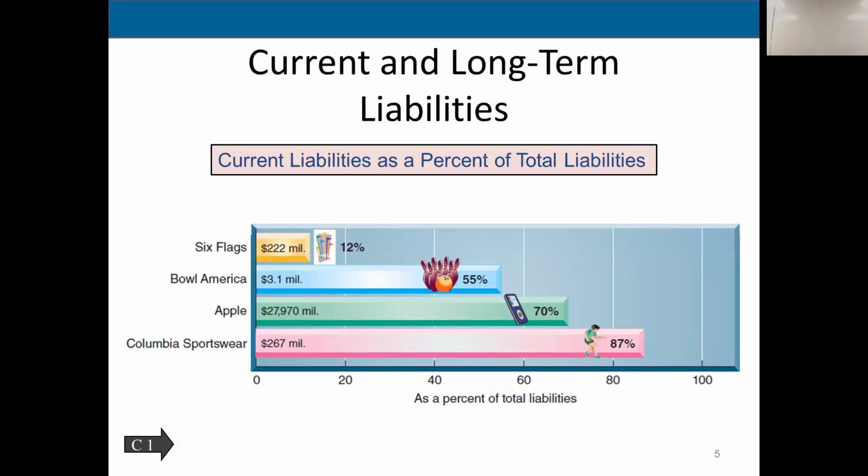Yes, I can see that. If I was the banker that was going to loan Columbia money, I would probably want to make certain that I saw a more guaranteed source of payment or asset coming down. All right, what's next?